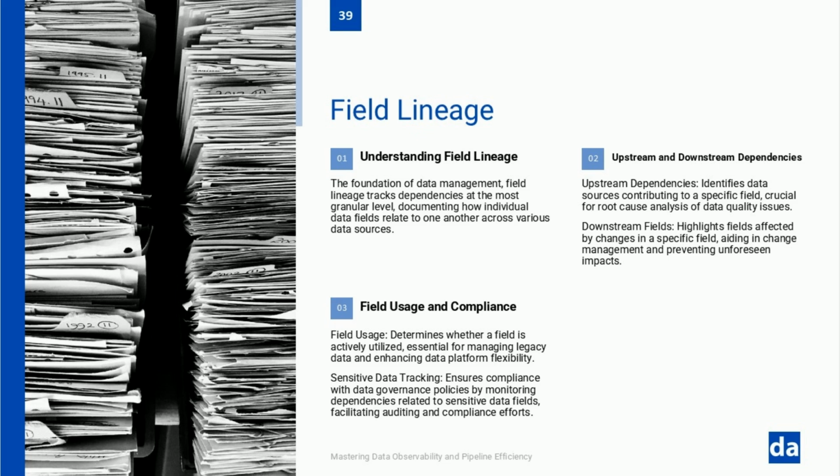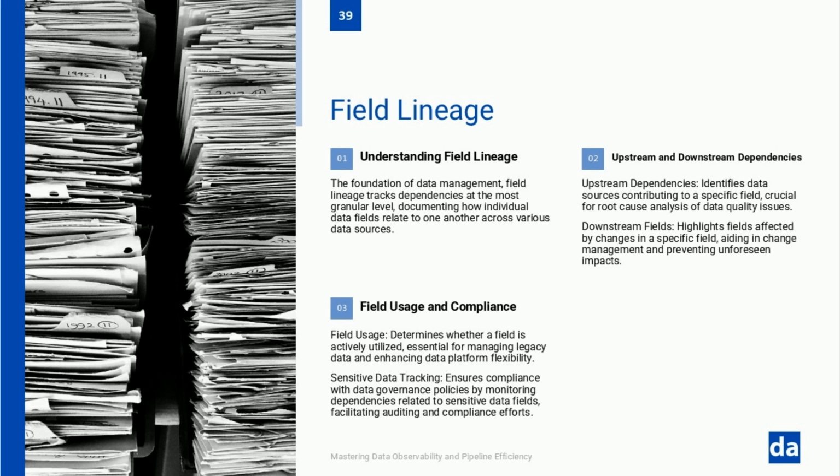Now, let's talk about field lineage, the hidden but powerful force behind robust data ecosystems. This concept gets down to the nitty-gritty, tracking data dependencies at the most granular level, individual fields. Field lineage is like the DNA of your data pipeline. It documents exactly how individual fields in your datasets interact and relate to one another. Precision in mapping. By tracking fields, you can pinpoint data issues down to the smallest detail, granular insights. This level of detail ensures you're never flying blind when troubleshooting.